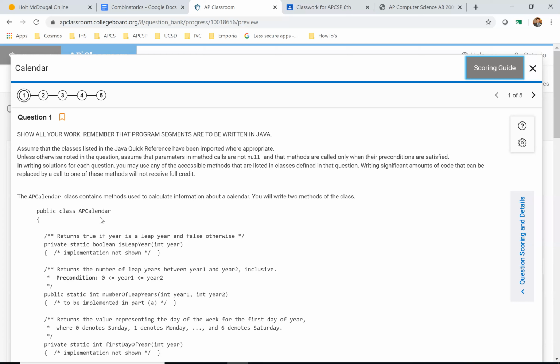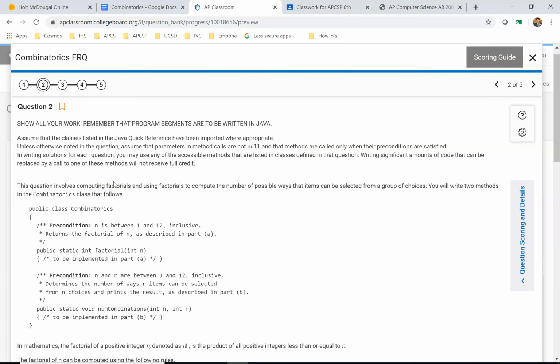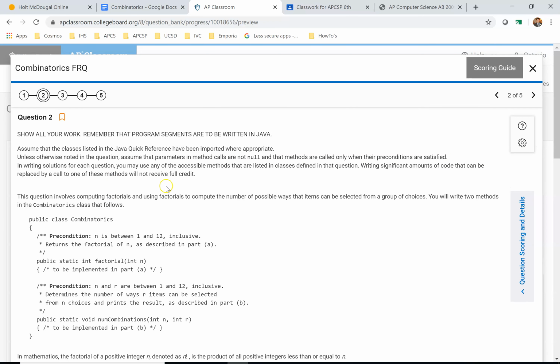to prepare. There's a multiple choice portion as well, and we'll make sure to prepare for that. But for now, we're working on these FRQs. We did AP calendar. There's videos for that. Now we're looking at this second question called Combinatorics.